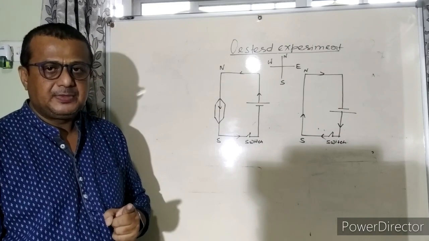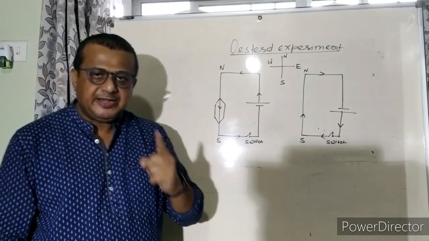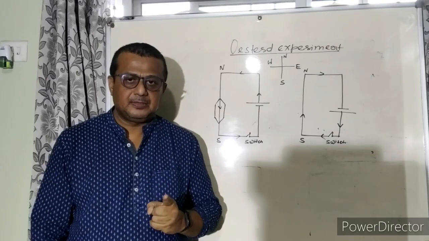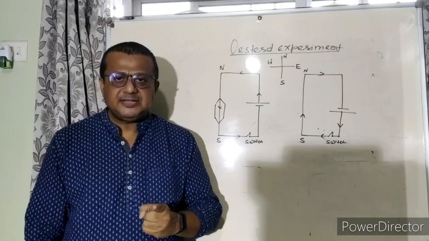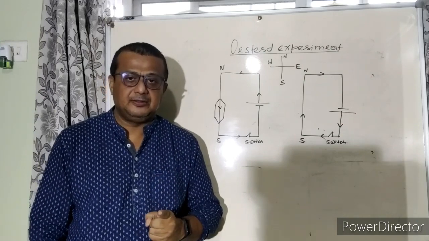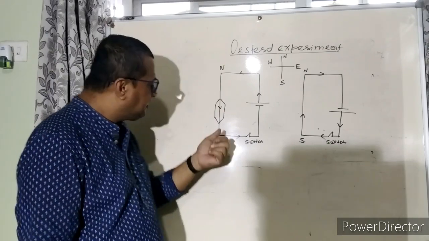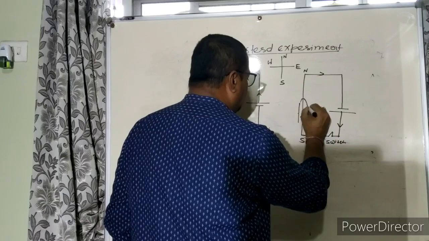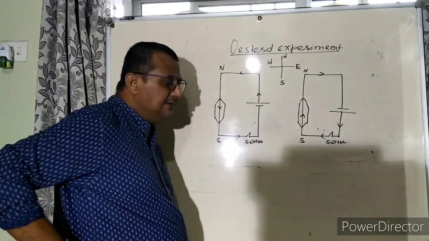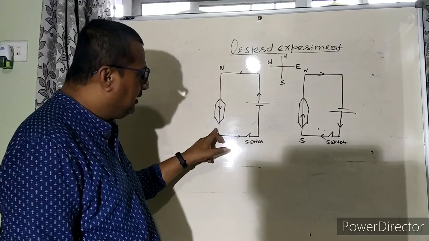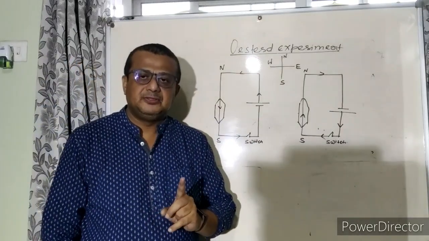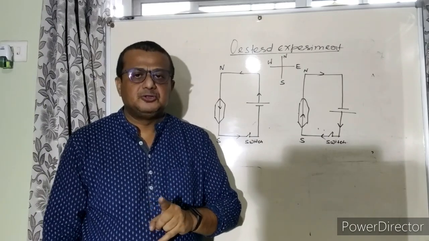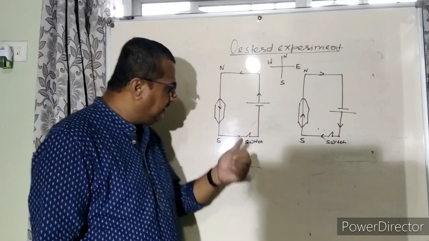You know that compass needle detects the magnetic field. It means compass needle is the detector of magnetic field. Here compass needle is kept here, and here also a compass needle is kept. Initially, in both circuits, when switch was off, there was no deflection. But when switch is switched on, then there is a deflection.